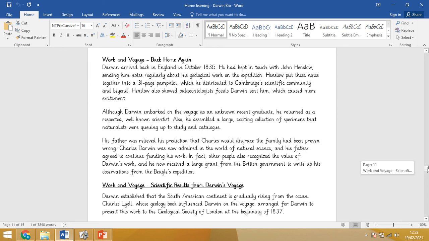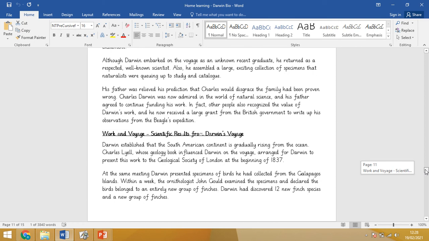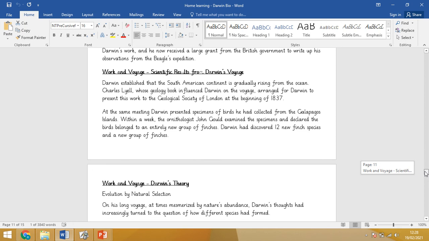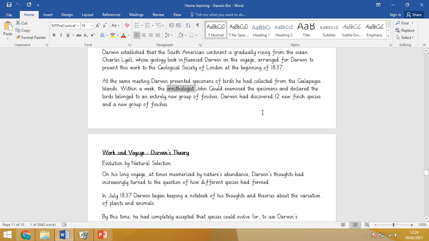And he was asked to write up the observation of the Beagle's expedition, and that's when he put forward some things at the Geological Society in the beginning of 1837, and this is when he presented a specimen of birds that he collected from the Galapagos Islands. And within a week, because obviously there was no internet by then, a famous ornithologist, somebody who studies birds, discovered that he had found 12 new species of finch and a new group of finches.